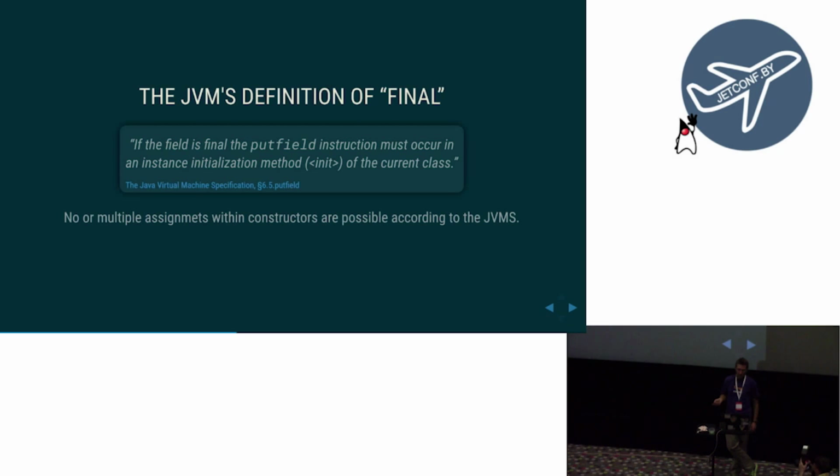So the JVM definition only says that a putfield, that's a bytecode, the putfield of a final field must occur in a constructor. That's all that's defined in the JVM definition. So actually we can use many assignments of a final field if we do that in the constructor. We can even not assign a final field in the constructor if we are generating bytecode on our own. And in this case, the final fields will have the default values, which is 0 for the primitive types and null for object references.